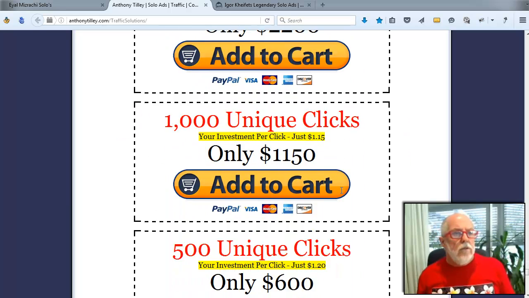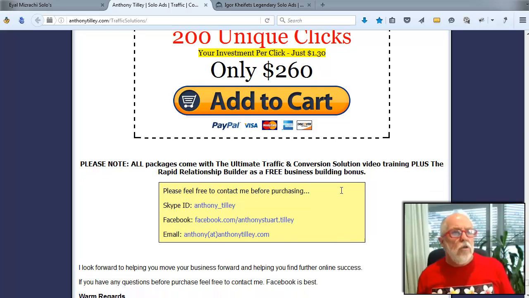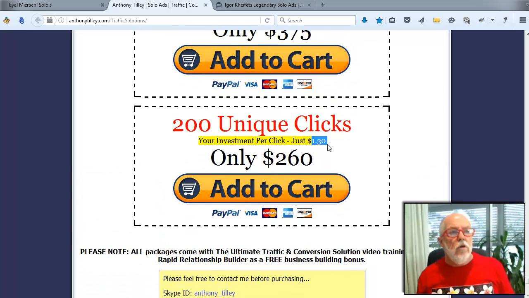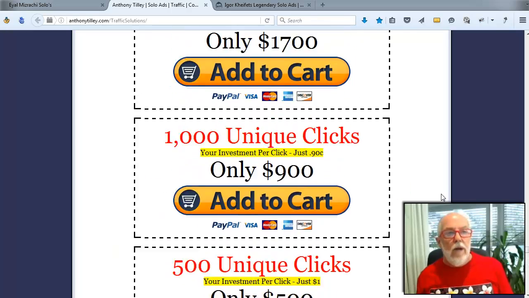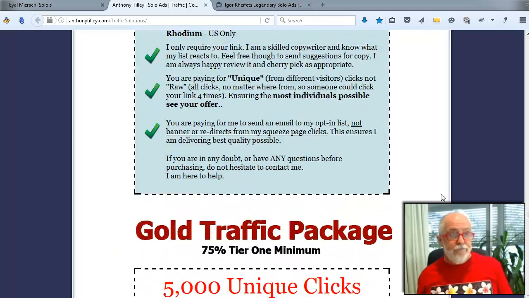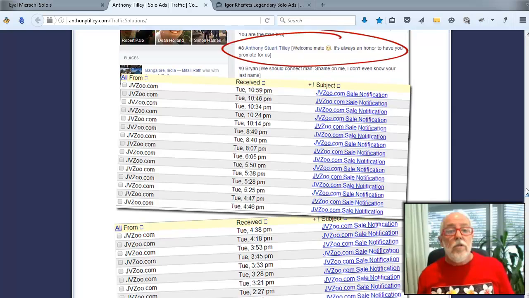And if we go down to the smallest quantity, 200 clicks, he's selling it for $1.30. Okay, so you can choose which area around the world you're going to get traffic from, and you're going to pay accordingly. I'm scrolling back to the top because I think we've finished with him.